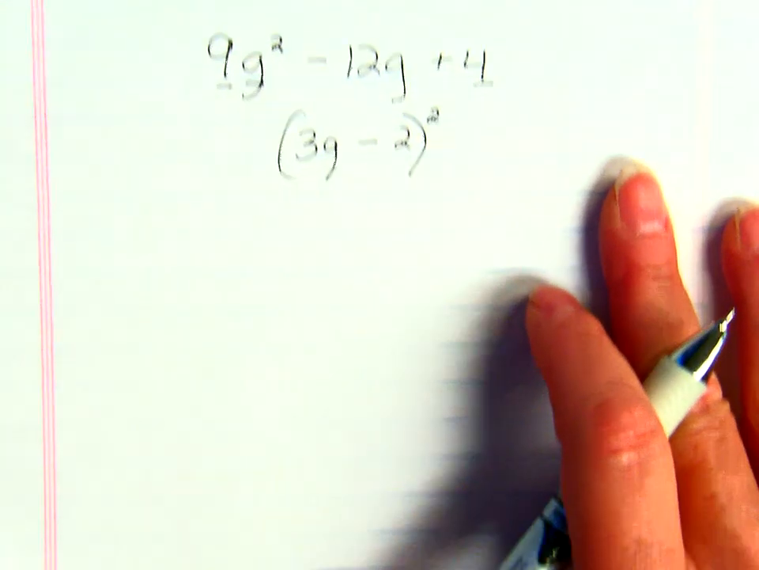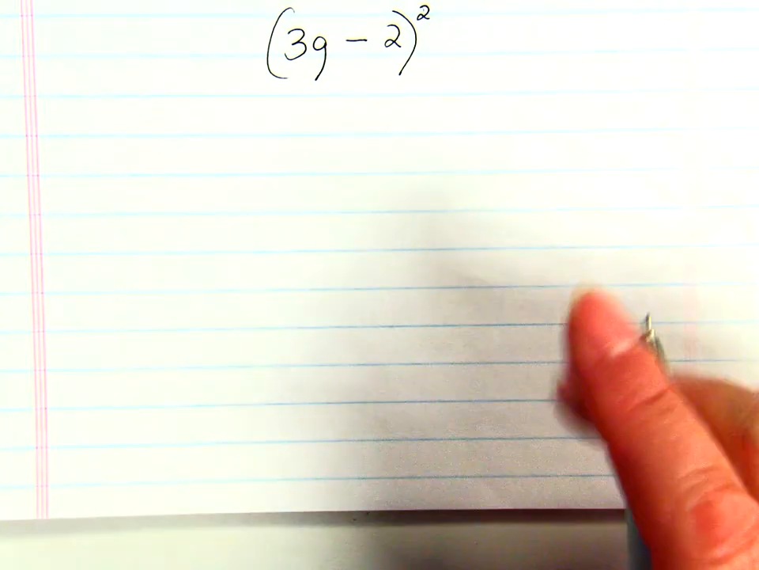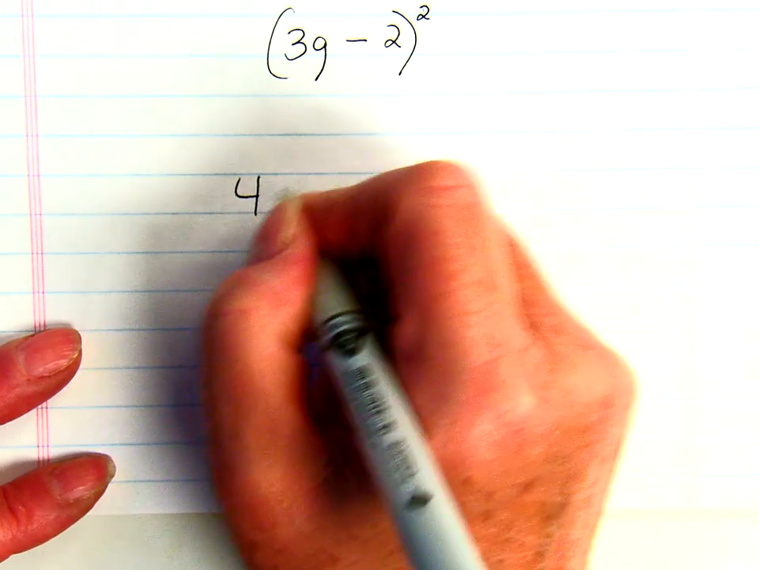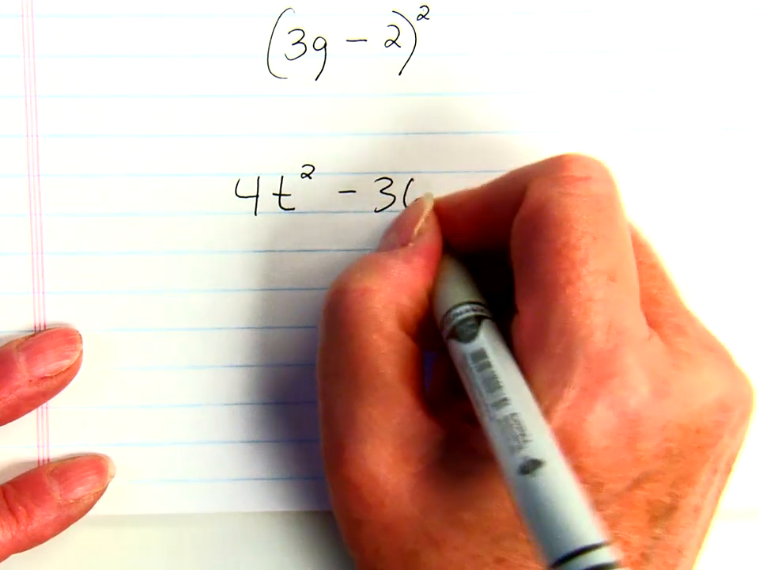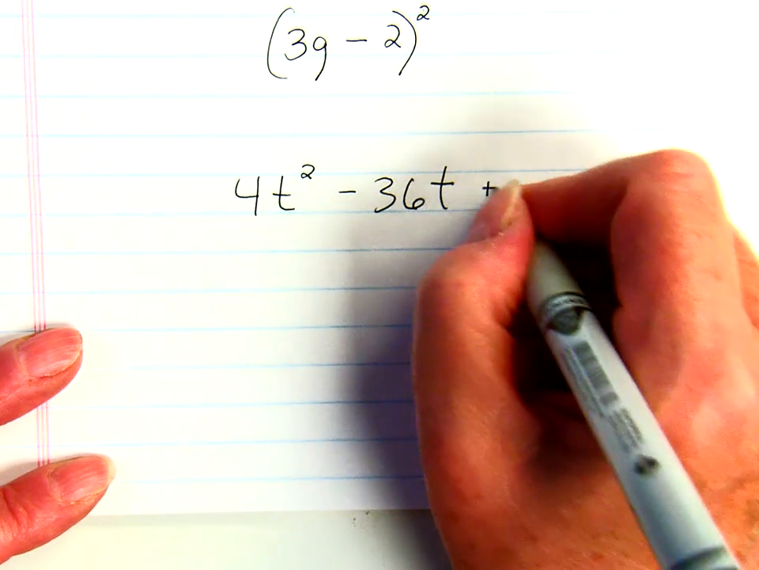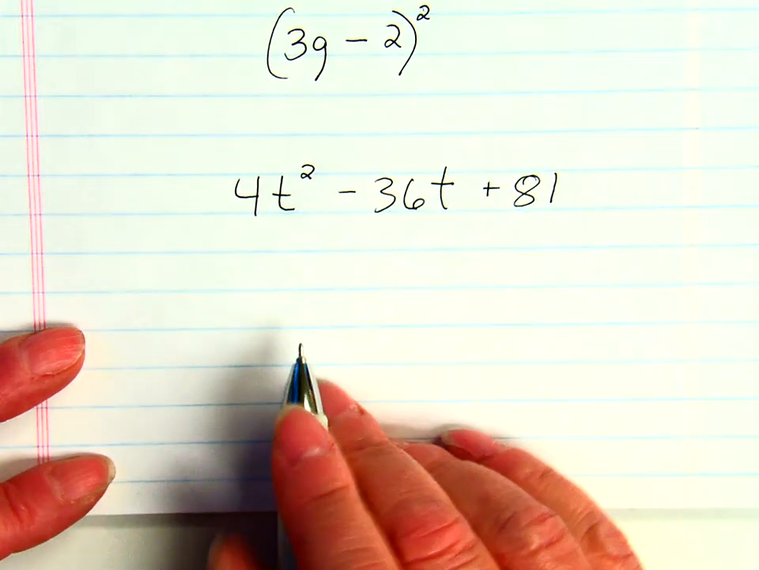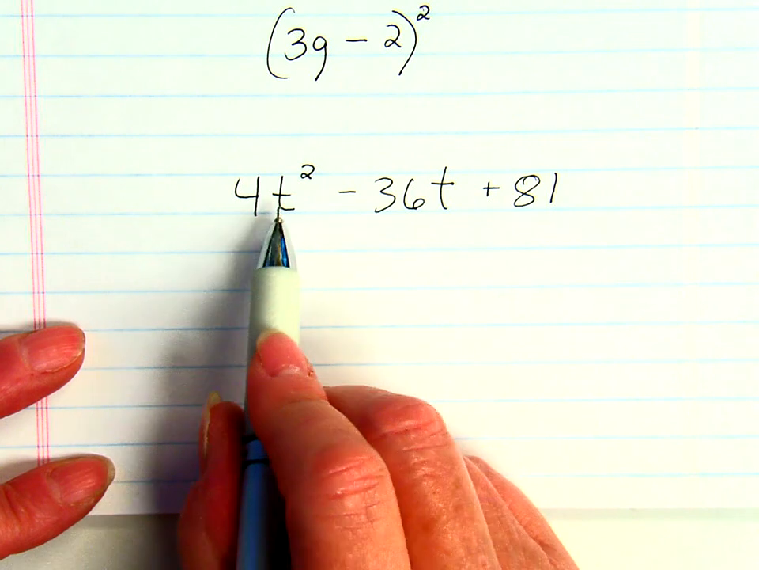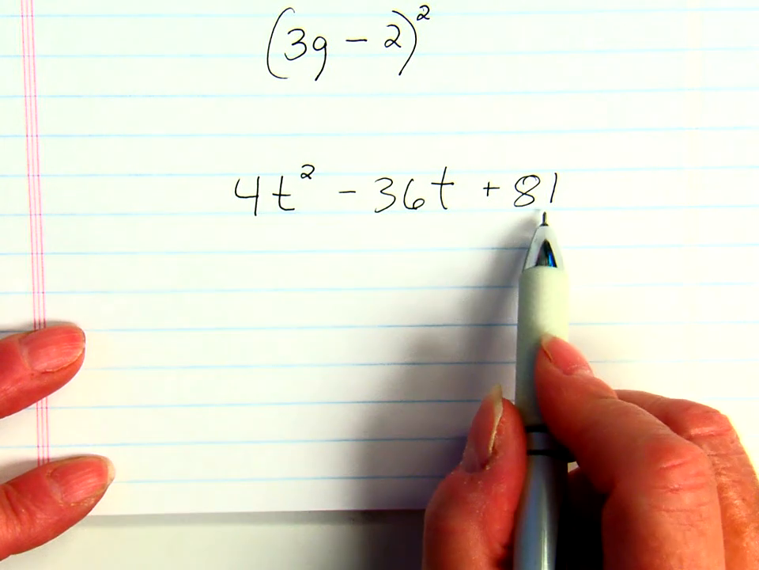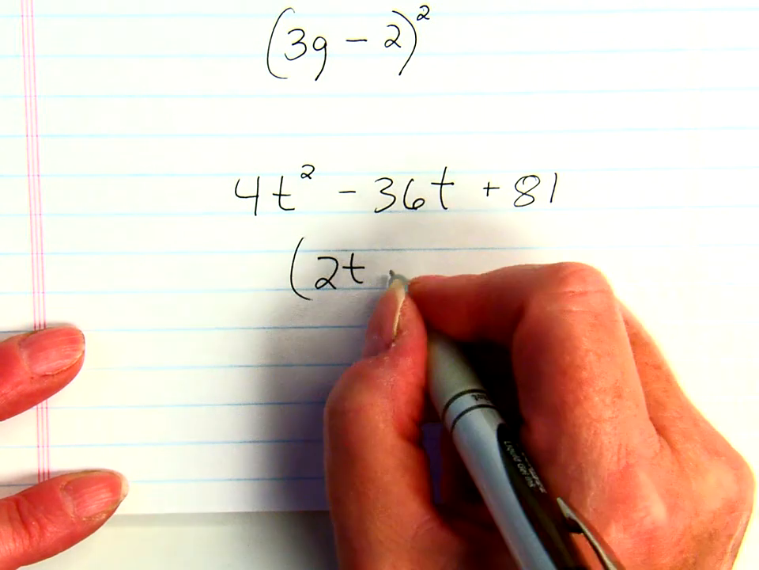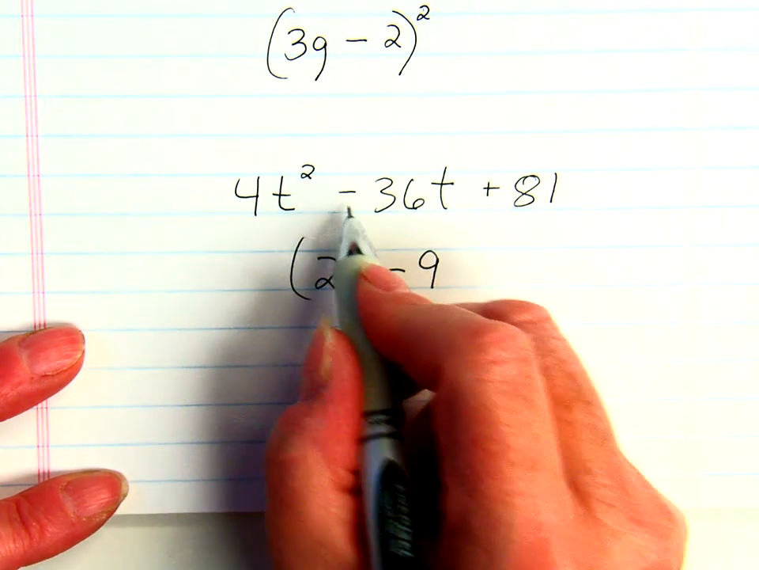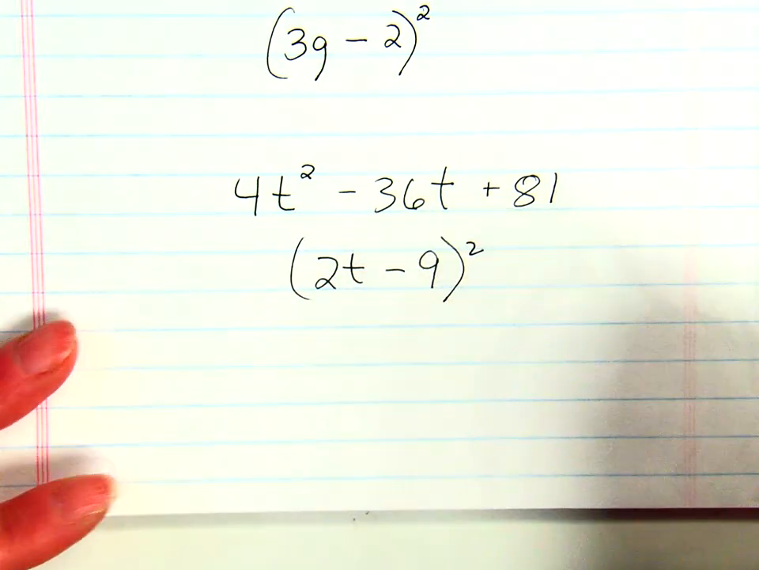So this is quite simply (3g minus 2) squared. One more: 4t squared minus 36t plus 81. Perfect square, perfect square, perfect square. So this comes out to (2t minus 9) squared.